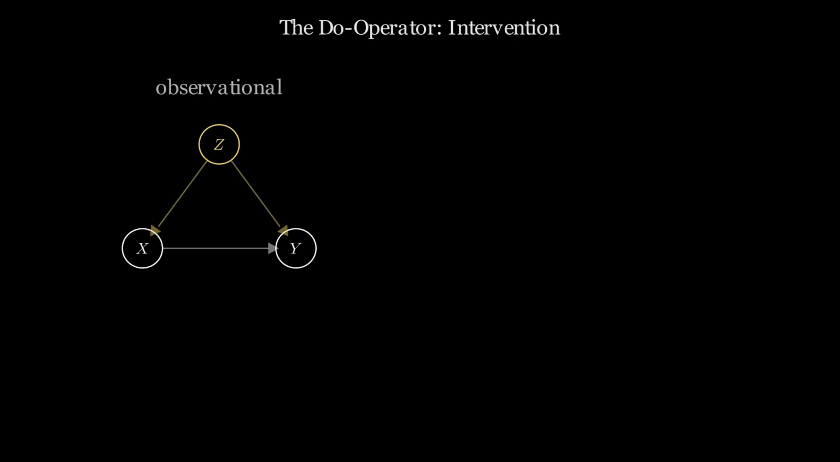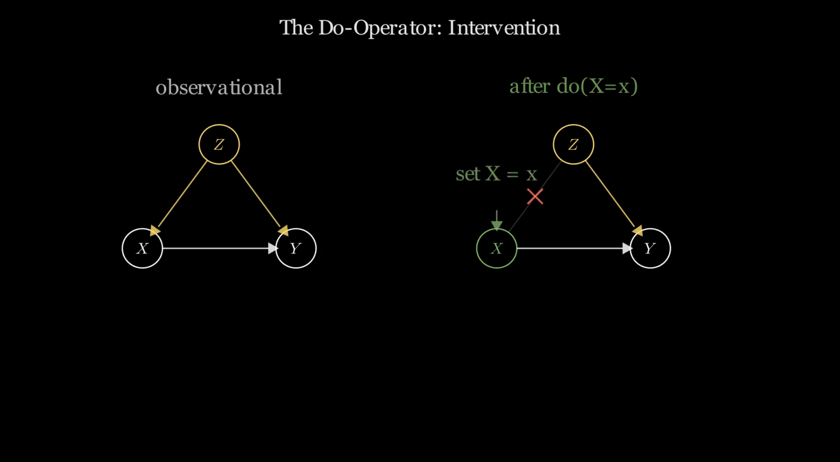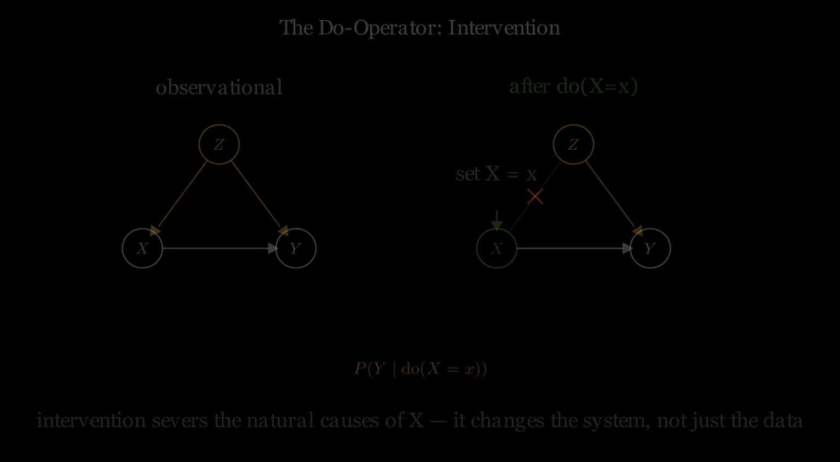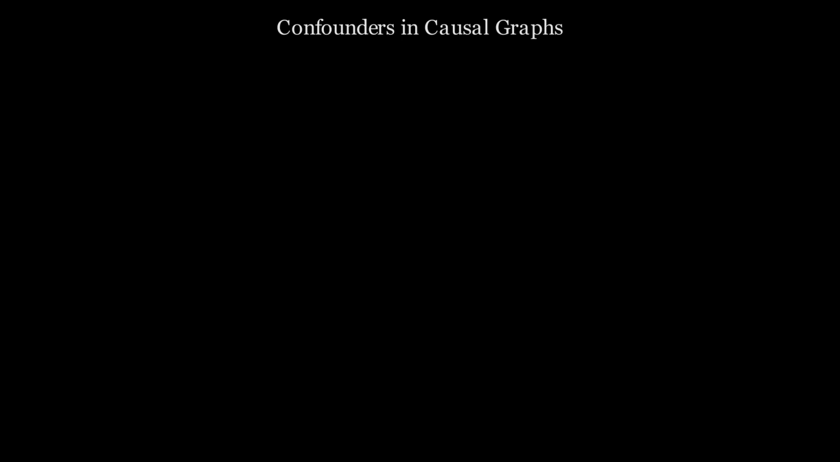An intervention means externally setting a variable to a specific value. This is different from observing that the variable happened to take that value. When you intervene, you sever the variable from its natural causes. The distribution of outcomes after an intervention is not the same as the conditional distribution of outcomes given the observation. Conditioning observes. Intervention changes the system. This distinction is not philosophical. It produces different numbers.